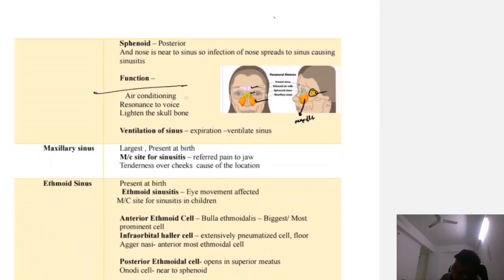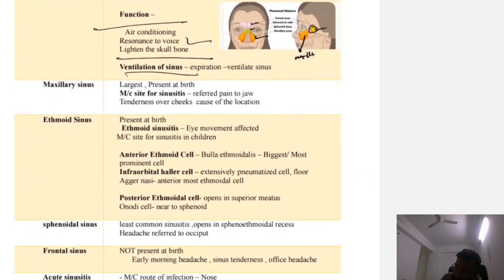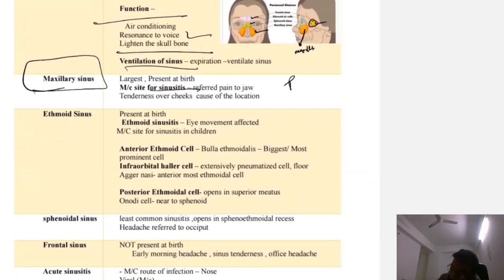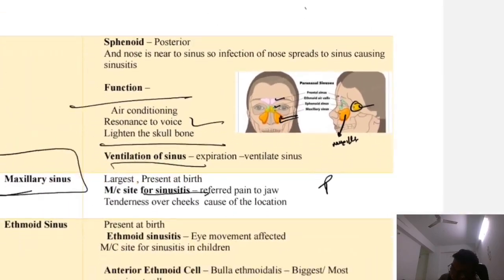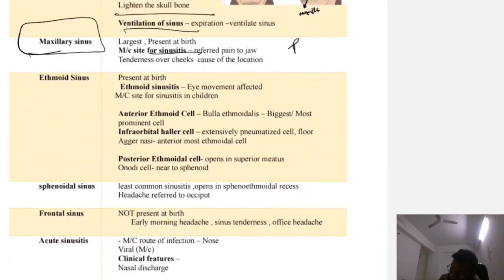Function: resonance to the voice, lightening of the skull, I have already explained to you. Ventilation of sinus, okay. Maxillary sinus is largest and present at birth because it is largest, so you can remember it this way, that it is present from birth. Most common cause I have already explained to you, because it is present at the level of the cheek. You can see it is present at the level of the cheek, so the patient will have tenderness over the cheeks, okay.